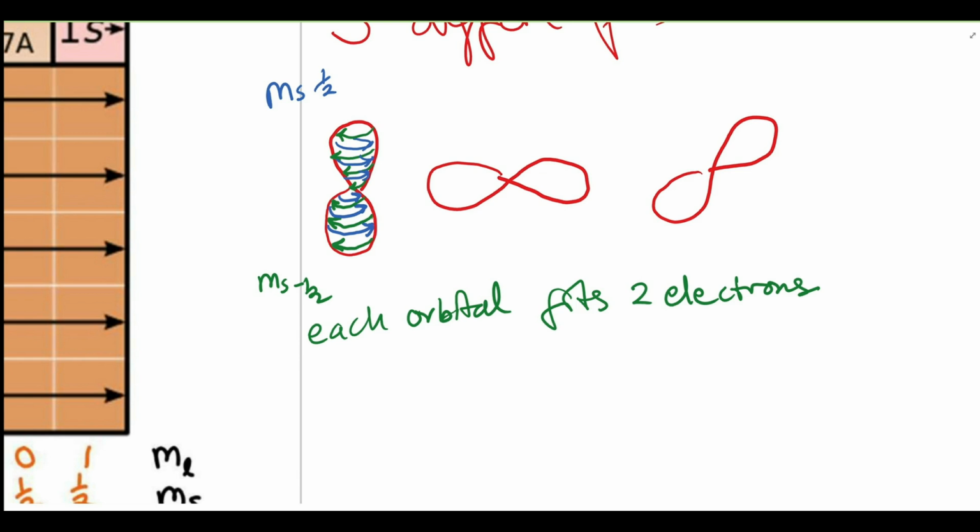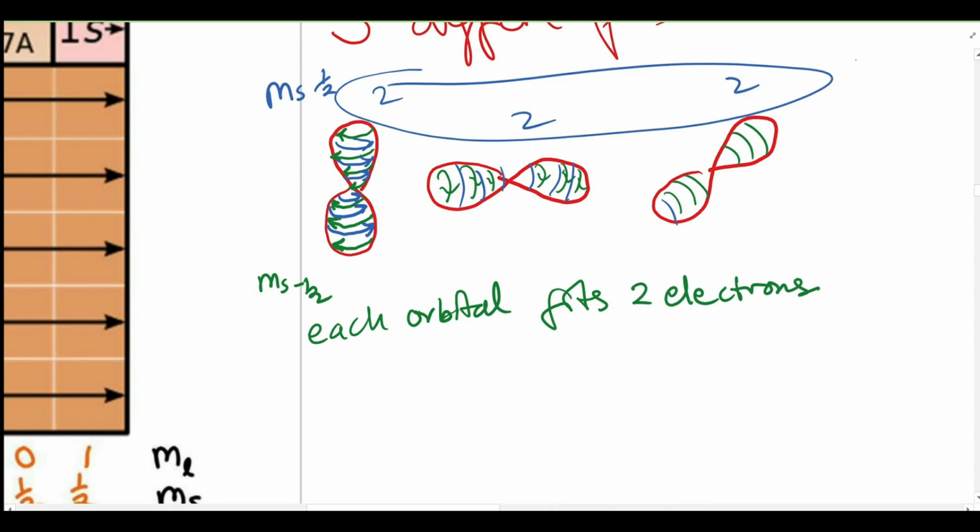And essentially the same happens with the rest of the ms orbitals as well. One is spinning one way, and the other one spins in the opposite. So each of these consists of 2, 2, and 2. So in the end, we have 6 electrons that fit in the p orbital. Right? And so on. Any questions so far?